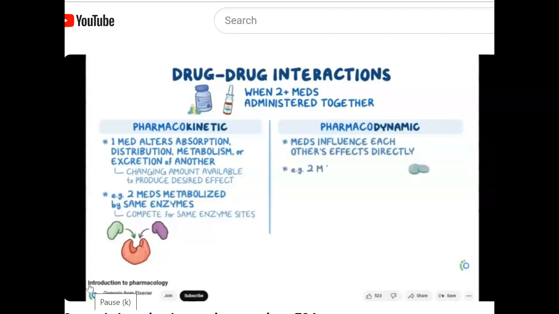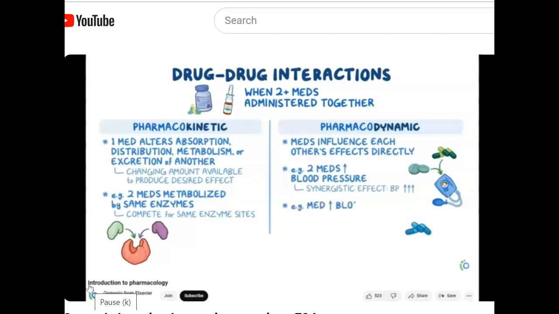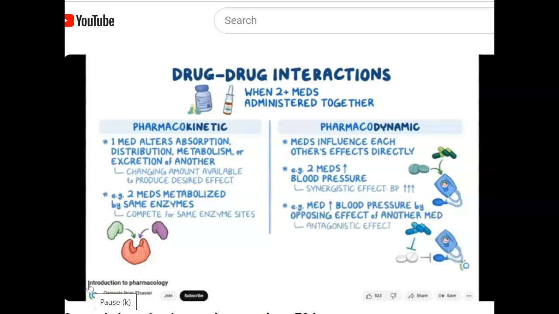For example, 2 medications might both increase the blood pressure, producing a synergistic effect where the blood pressure goes up even higher than what you'd expect by simply adding the 2 medication effects together. Likewise, a medication might work to decrease the effect of another by simply opposing it, thereby having an antagonistic effect.